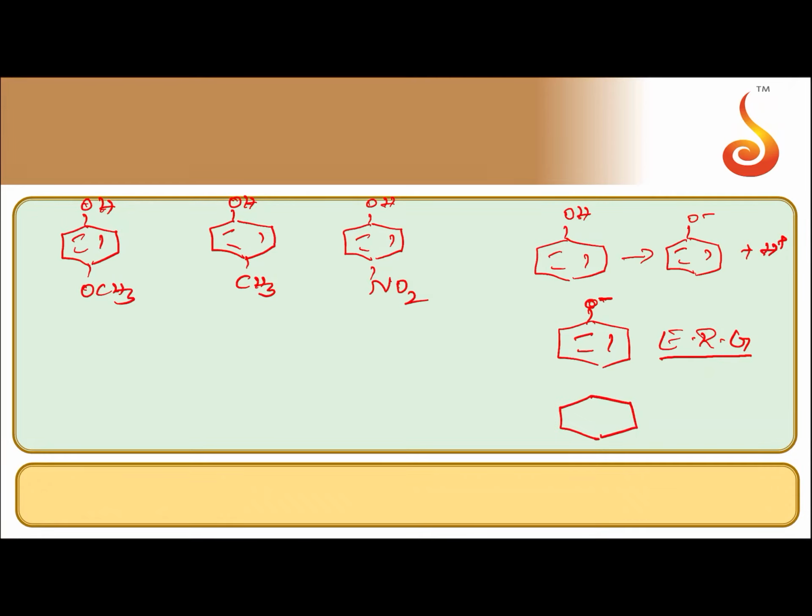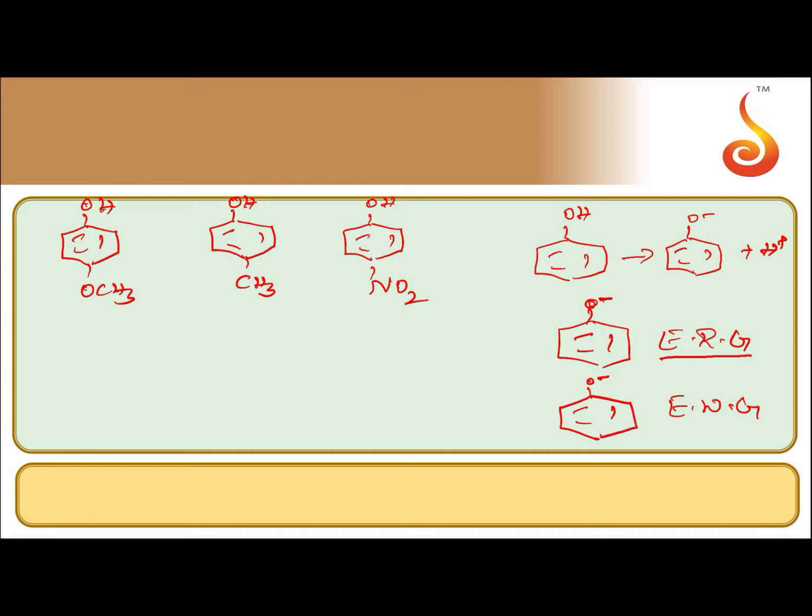Whereas if an electron withdrawing group is there on the benzene ring, what happens? The negative charge intensity on oxygen decreases, because the electron withdrawing group will withdraw the electrons towards itself and decrease the negative charge intensity. So if negative charge intensity decreases, stability increases. If stability increases, acidity of phenol also increases. So an electron withdrawing group on the benzene ring increases the acidity of phenol.